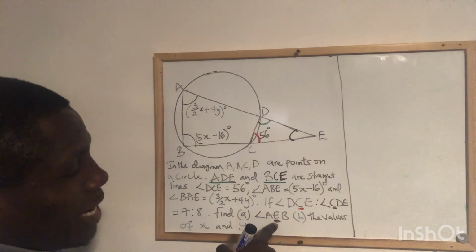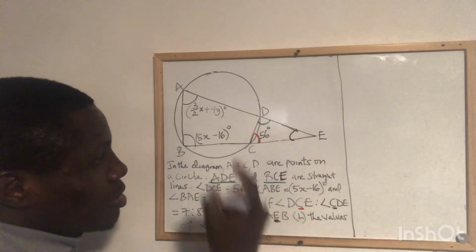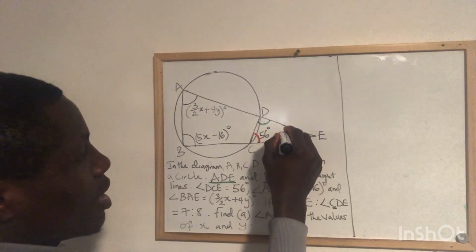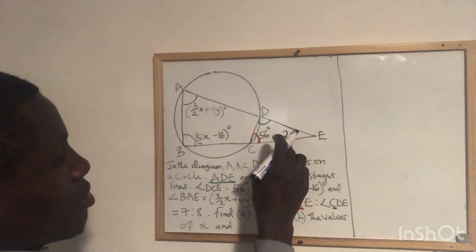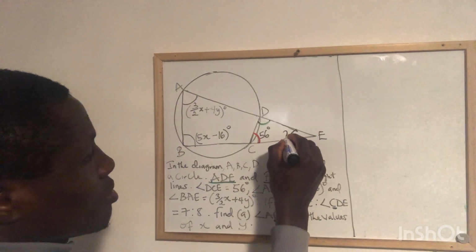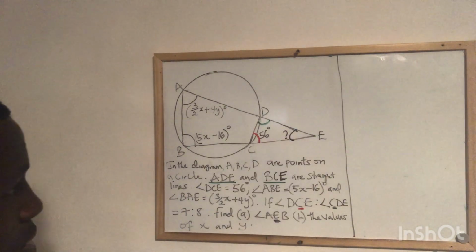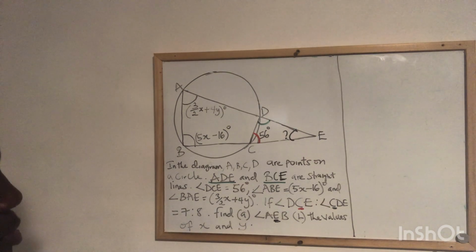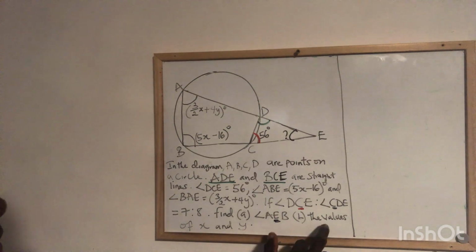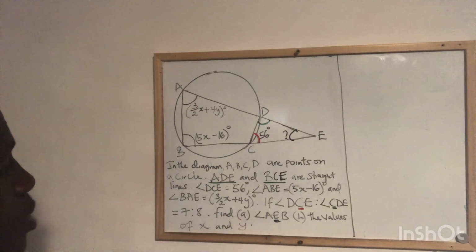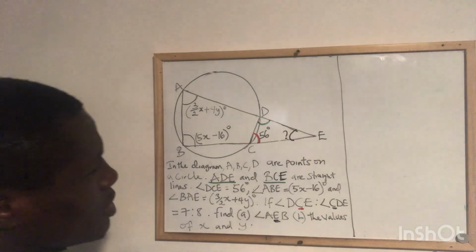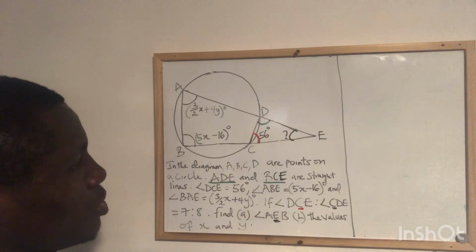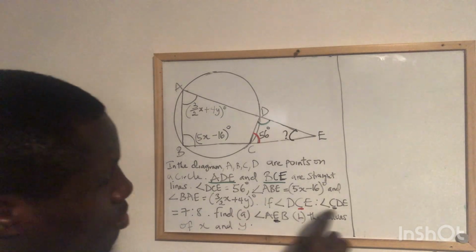So angle AEB, that's the first question. I put a question mark so that we know that we are looking for this. Now, how do we go about that before we find our x and y? Because the second question says we should find the value of x and y. The first thing you need to know is that we are given a ratio. It's very, very important. Note this ratio.